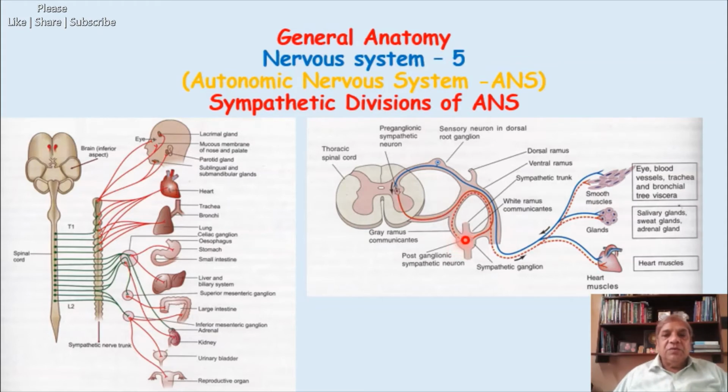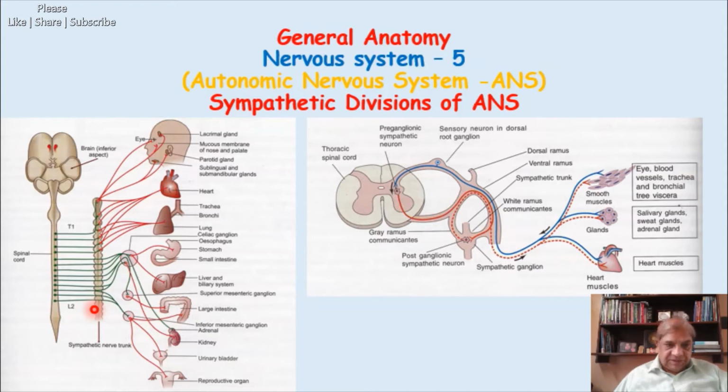And from here the postganglionic fibers from these postganglionic neurons, or postsynaptic neurons, will arise, represented in this diagram by dotted lines, and will supply the target organ, the viscera, the glands, the smooth muscles. So this is the postganglionic neuron. Where is it relaying? It is relaying in the paravertebral group of postganglionic neurons present in the sympathetic chain, which is called paravertebral.